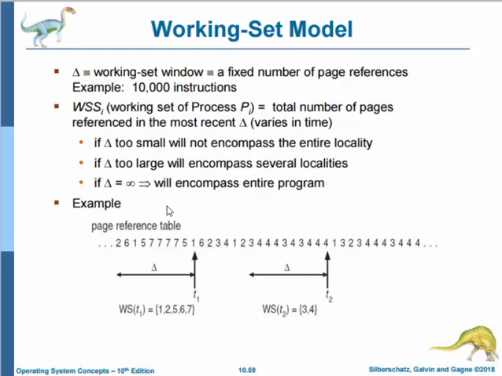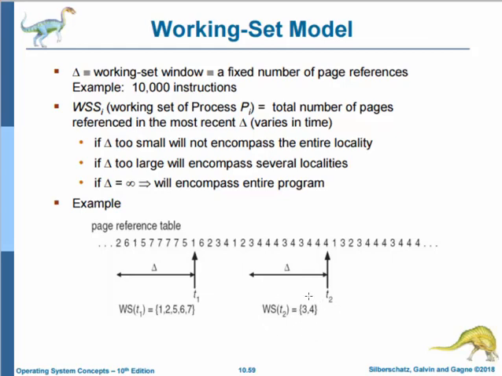And if the delta is infinity, then it means that it will encompass the entire program. An example is given below. In this example, given the sequence of memory references, if the delta is equal to 10 memory references, then the working set at time t1 is equivalent to 1, 2, 5, 6, and 7. By time t2, the working set has changed to 3 and 4.